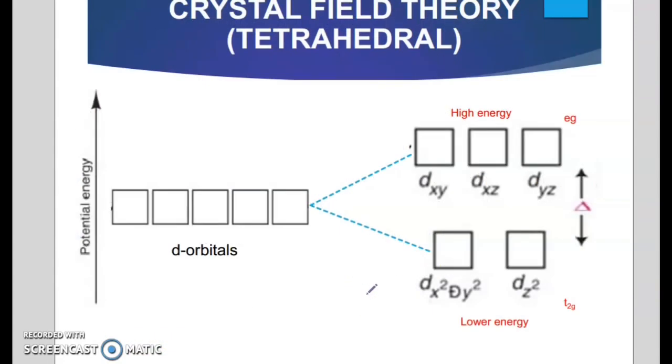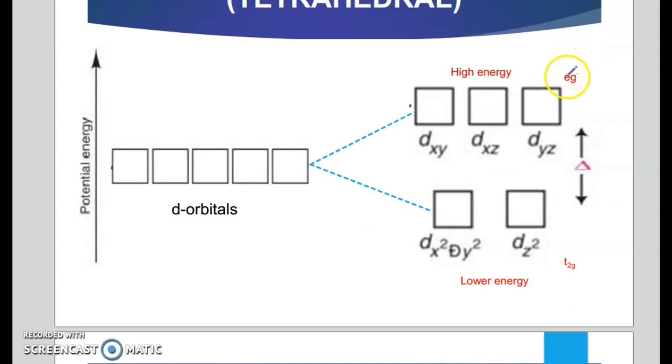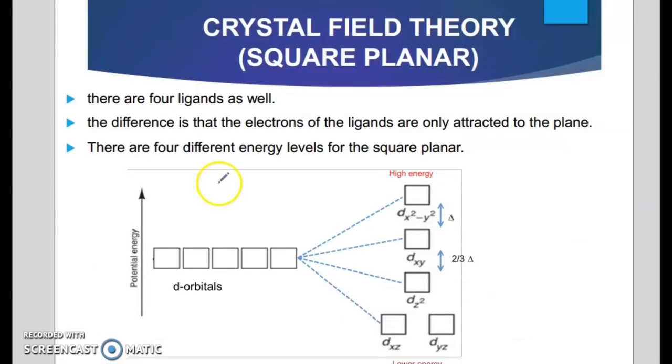So this is the crystal field theory of the tetrahedral. So this actually t2g and this one is the eg. Let's have 1, 2. So this one 1, 2, 3. So difference with the octahedral is 2, 3. And for the tetrahedral, 3, 2. The crystal field theory for the square planar.